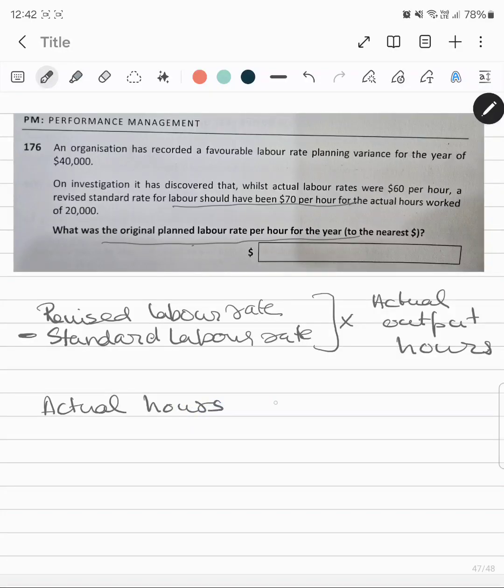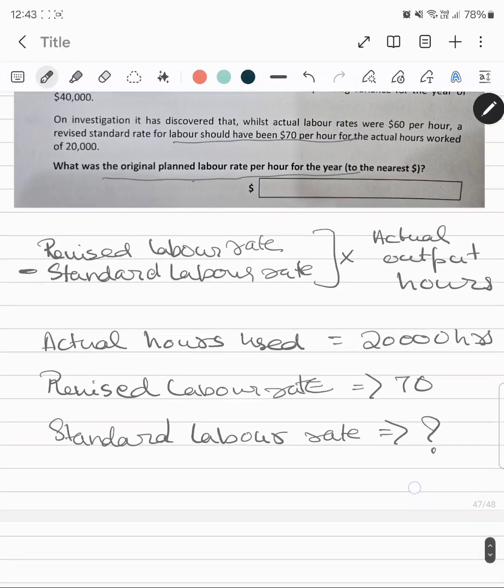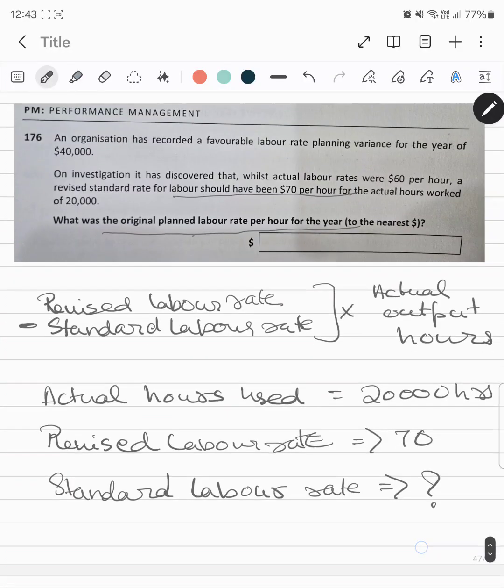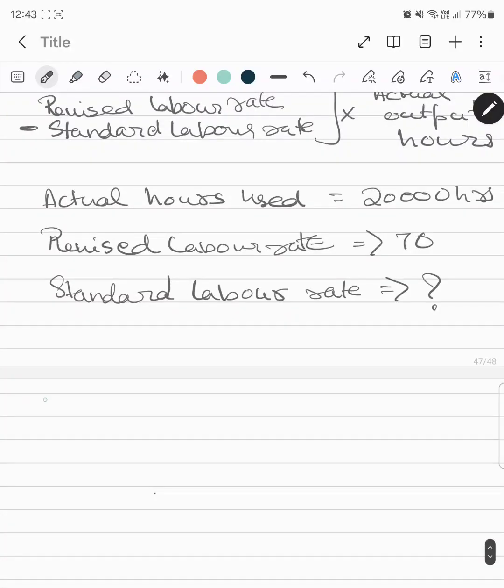I have actual hours used, that is 20,000 hours. Okay, I have revised labor rate, that is 70. Then what is my standard I need to find. Okay, standard labor rate is something I need to find. Now the labor rate variance is a favorable labor rate variance which is given as 40. This is a favorable. When I say favorable, that means a standard rate is more than the revised labor rate.